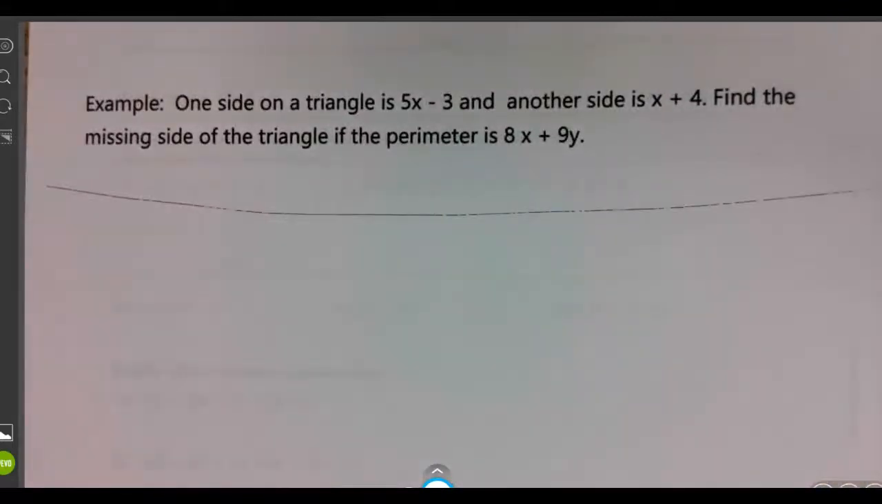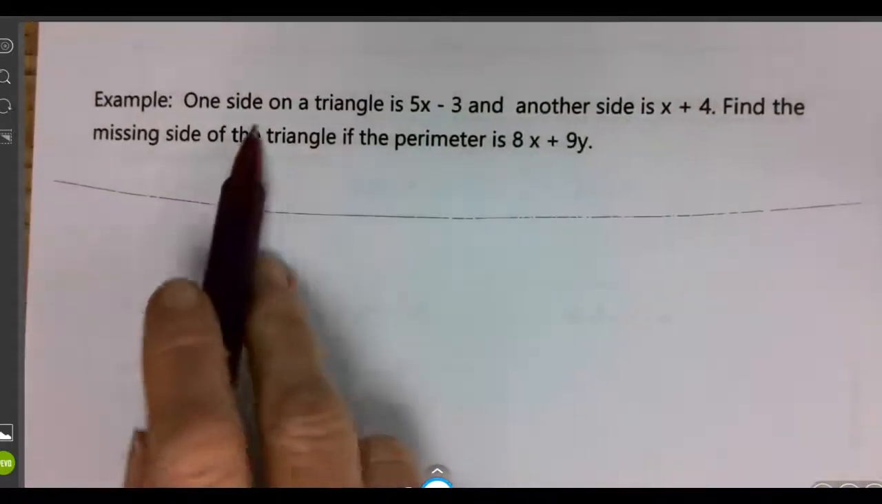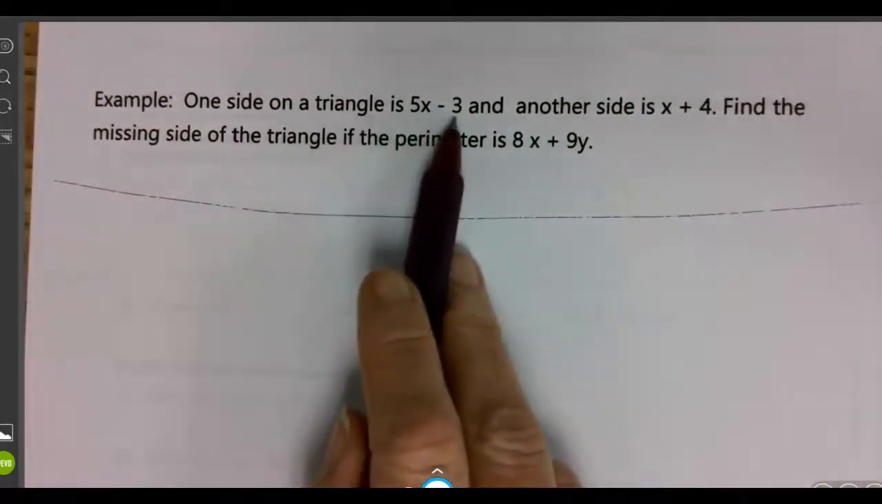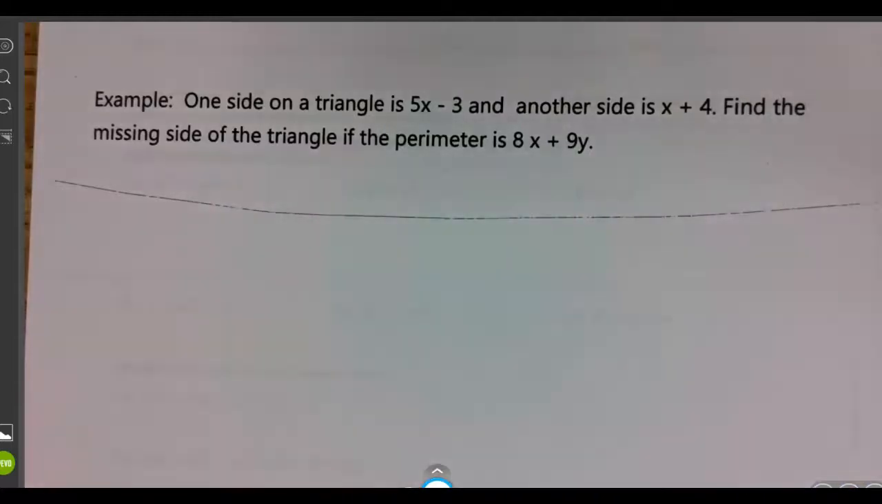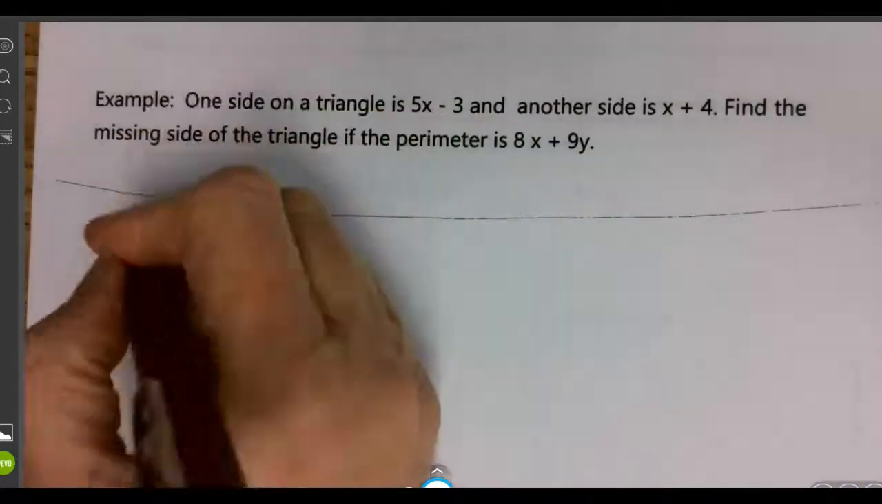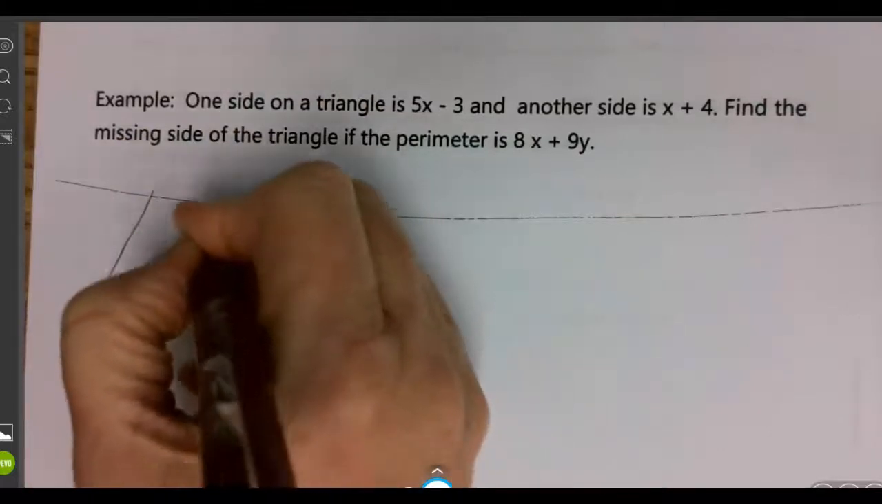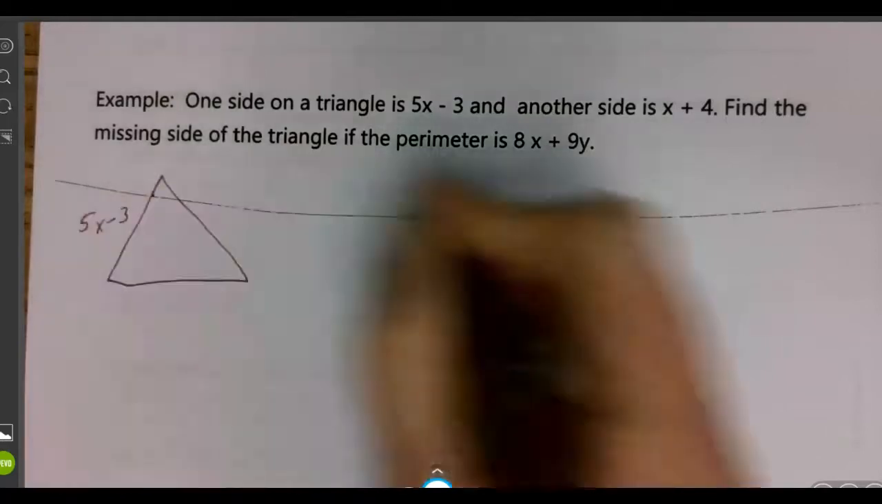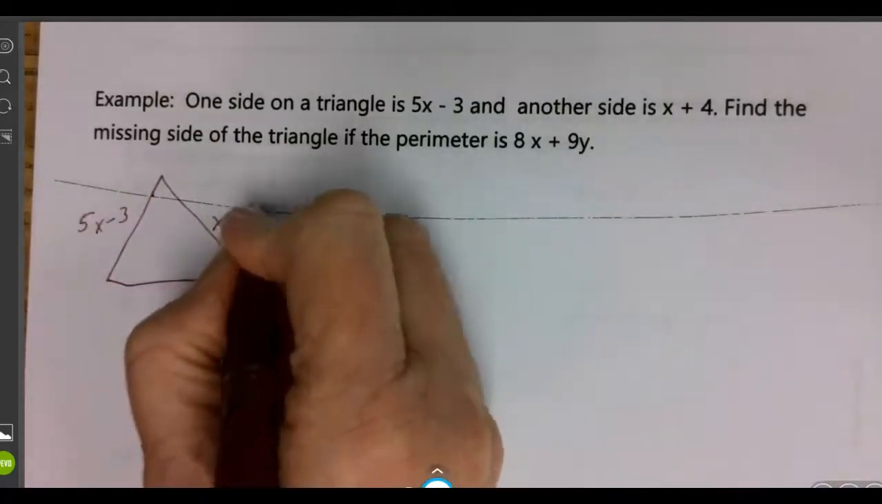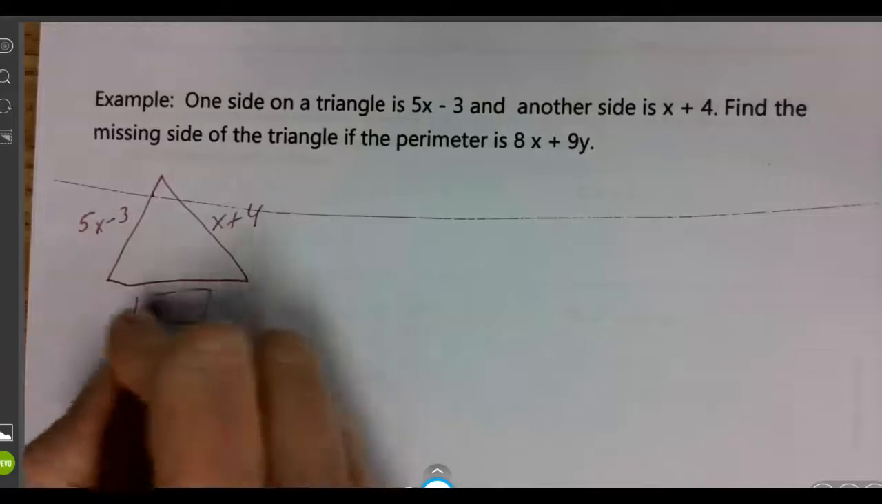So now we're going to see where we might actually use this sometimes and where it's going to show up in different tests and everything. One side on a triangle is 5x minus 3. The other side is x plus 4. Find the missing side of the triangle if the perimeter is this. Well, if we're talking triangles, I always draw a picture. You're going to learn that very quickly when you take geometry next year. One side is 5x minus 3. The other side is x plus 4. We don't know this side. That's what we're going to find out.